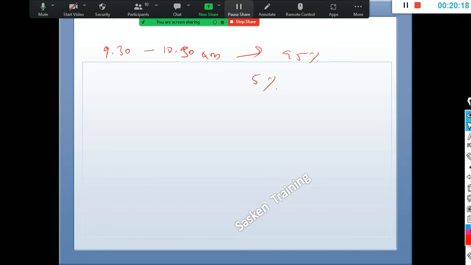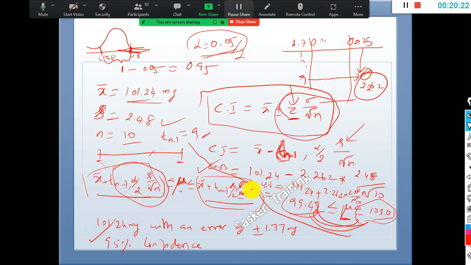There is a 5% chance the population mean cannot fall between these two. So you can tell your management that the average potency of the batch of tablets is between these two values. The population mean falls anywhere between these two values, which means there is a 5% chance it may not fall within this range. Okay, so that is the thing.